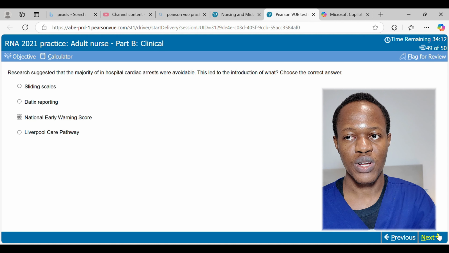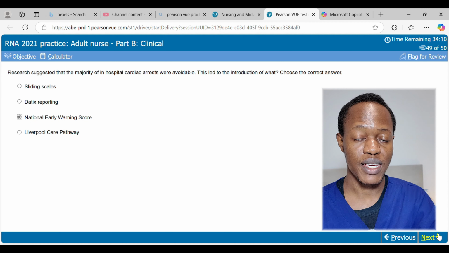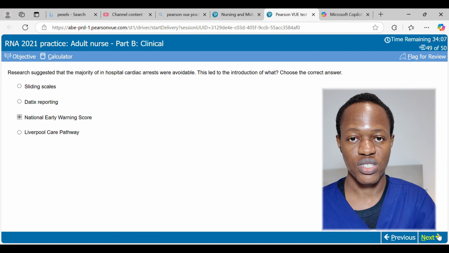So it's a tool, and there are so many tools here like Abbey Pain Scale, Bristol stool chart, a lot of things like that that are used in nursing in the United Kingdom.